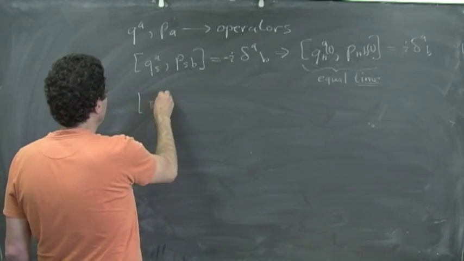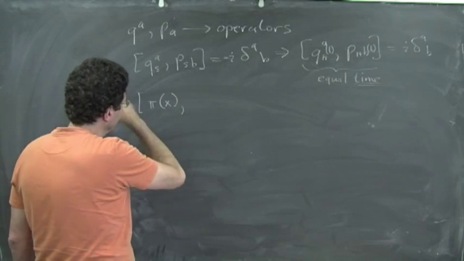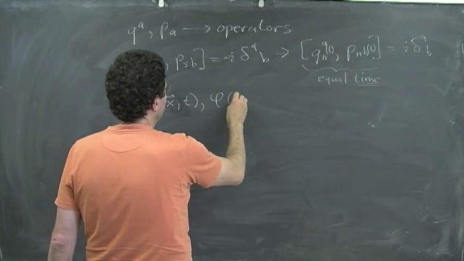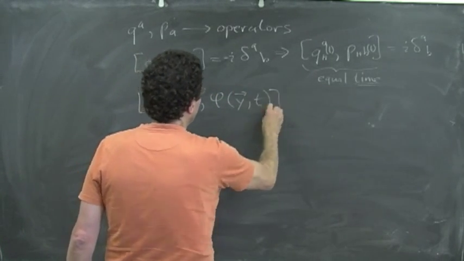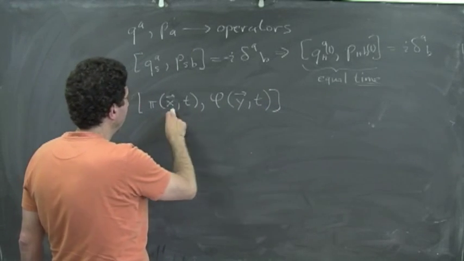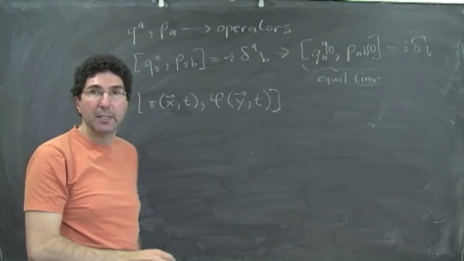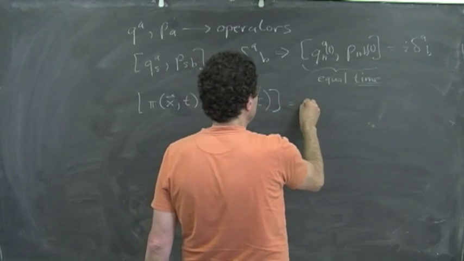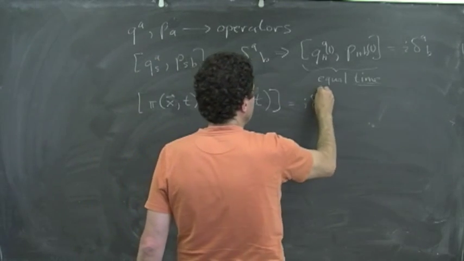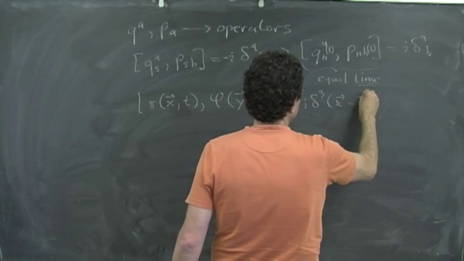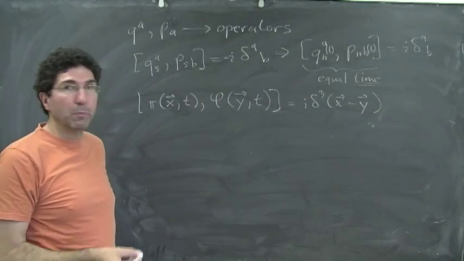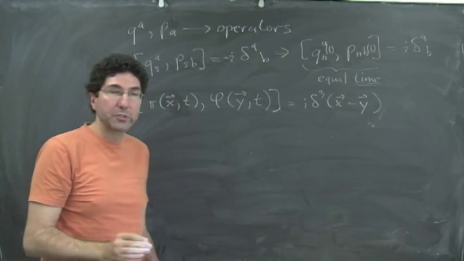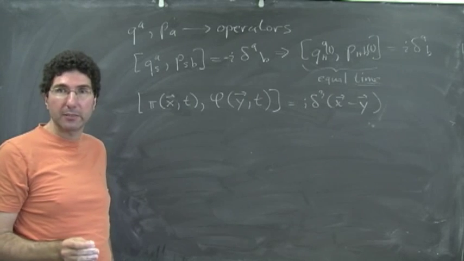Now I'm going to write it this way: pi of x and t with phi of y and t. So x not equal to y is like allowing a not equal to b up here, but I have to put them at equal times because this is the Heisenberg picture, and then this is i, and instead of a delta ab, this becomes a delta cubed of x minus y. So this is just following the rules of quantum mechanics, as we've said.